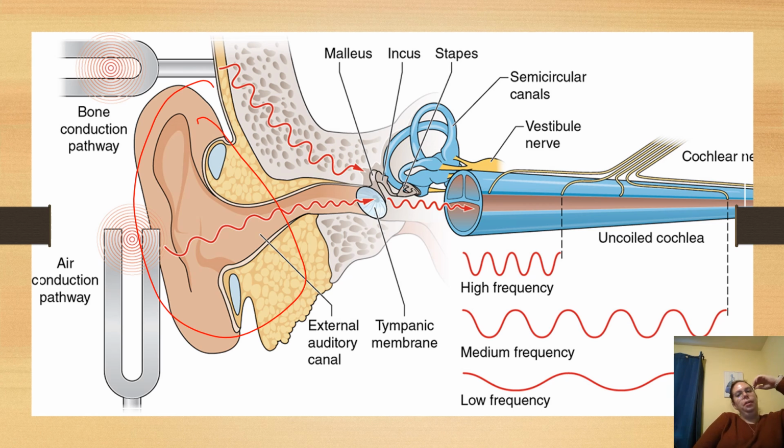And one way we test this is you take your tuning fork, you slap your hand, you put it on somebody's head, right behind their ear, and you tell them to tell you when it stops, when they can stop hearing it. And then if you move it forward, they can actually hear it again, because the air conduction lasts longer.